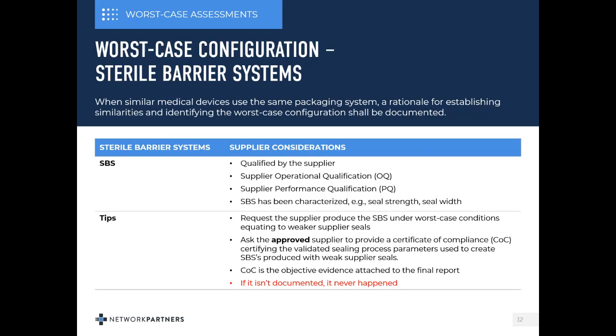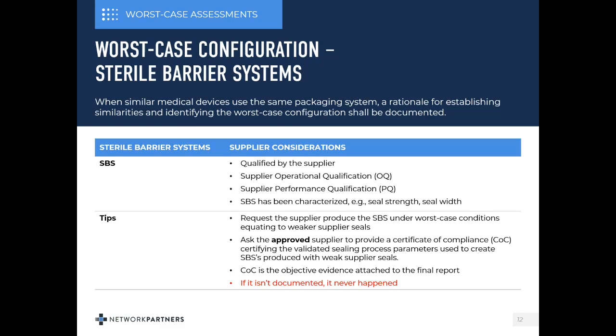And really, by qualifying the supplier through an OQPQ, we understand what those sealing process inputs are that create those outputs, which would be your weaker supplier seals. In addition to that, you want to ask the approved supplier, and I highlighted that because you want to make sure they are an approved supplier, to provide a certificate of compliance, or COC, certifying that the validated sealing process parameters were used to create SBSs produced with weaker supplier seals. I've done this numerous times. What I do is I ask them to certify to it.